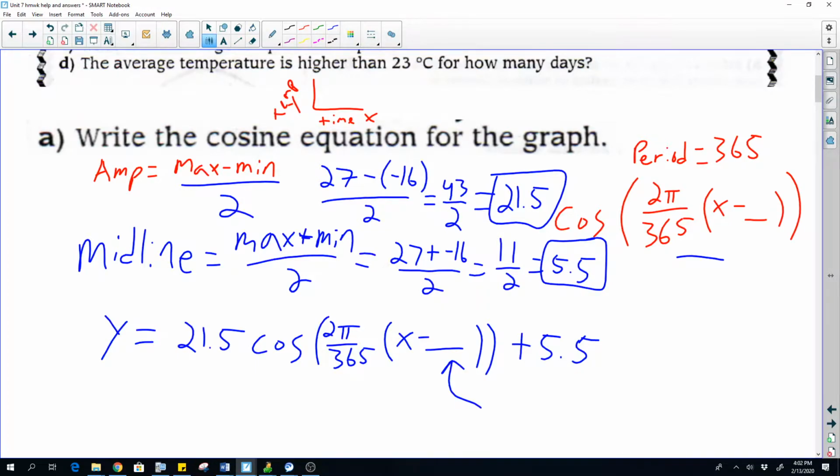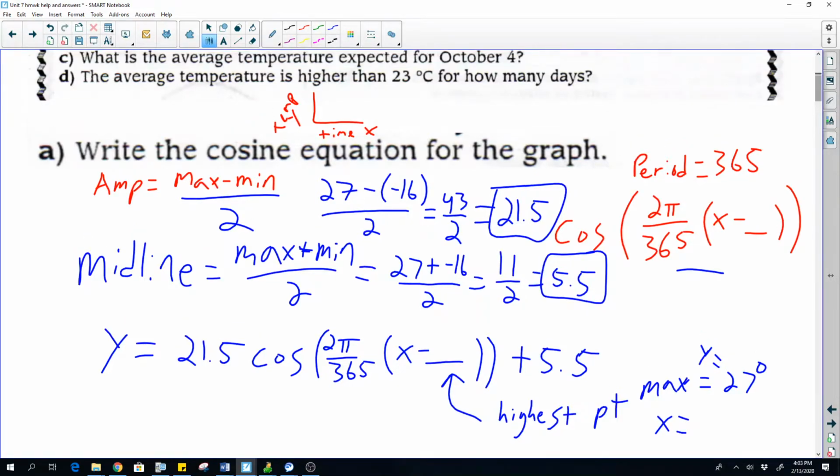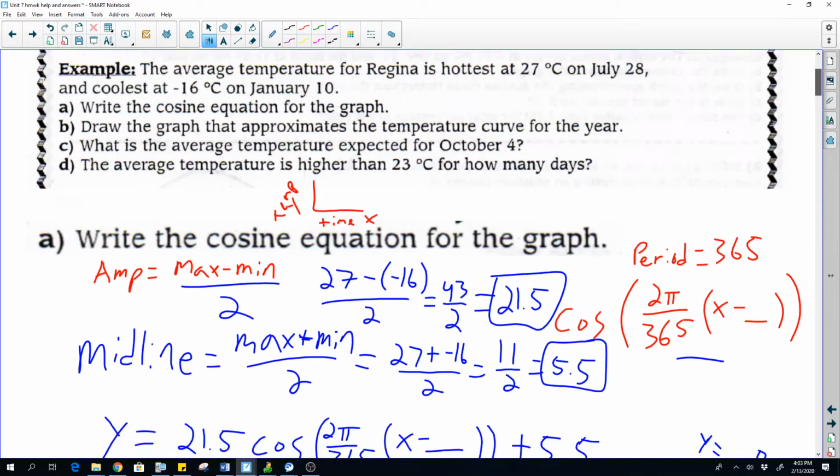So it's basically your maximum, right? Your highest point, your maximum, but it's the x value. So the highest point maximum is going to be what, 27 degrees. That's our y value. So basically we want our x value at 27 degrees. And so our x value is going to be June 28th.